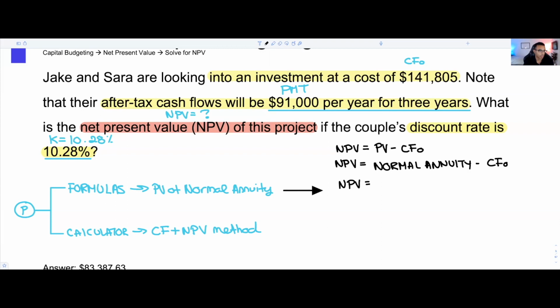I'm going to assume that my math is correct. So for your normal annuity, for the 91 grand that you are expected to receive every single year, you should get 235,888.53.